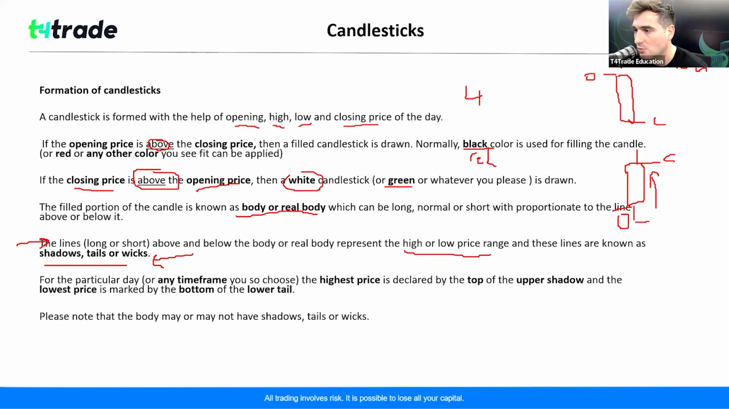We're talking about the lowest or the highest point that price action has reached within that specific point in time, a particular day or any time frame you choose. The highest price is declared as the top, or the upper shadow, this level, and the lowest point is marked by the bottom, which is the lower tail or lower shadow, this point here. Please note that the body may or may not have shadows, tails, or wicks. So you can have a candle like this, or a candlestick like this. These candlesticks have different names. We will see them shortly.